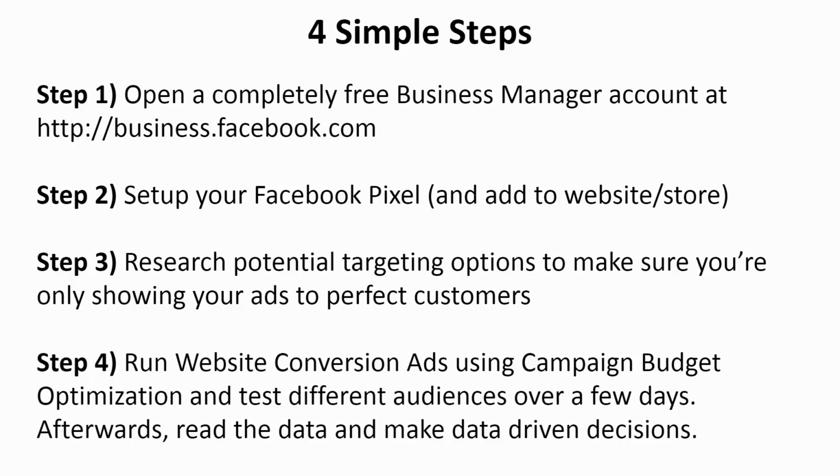Step 4, we're going to run website conversion ads. We're going to use campaign budget optimization. That might sound like foreign language to you right now, but I'm going to show you over the shoulder exactly what that means. We're going to run these website conversion ads, and we're going to test different audiences over a few days. And then we're not just going to pat ourselves on the back and say we're done. We're going to wait for the ads to run. We're going to read the data, and then we're going to make data-driven decisions. We're not just going to guess. We're going to say, okay, this is exactly what the data tells us to do next, and then we'll do that. So four simple steps for successful Facebook ads.